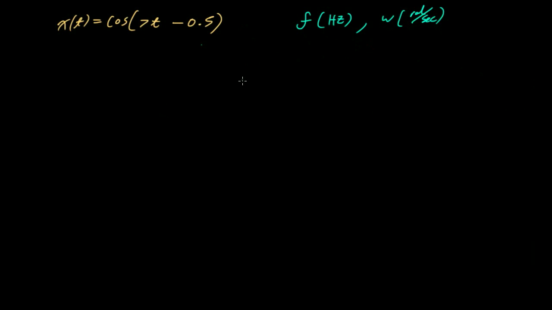Anyway, the way we figure this out is remember the general form of all the cosines we have. X of t is equal to, in a general form, an amplitude, which I'm going to call k, times the cosine of omega t plus some phase angle. This is the general form of the cosine that we're going to be working with.